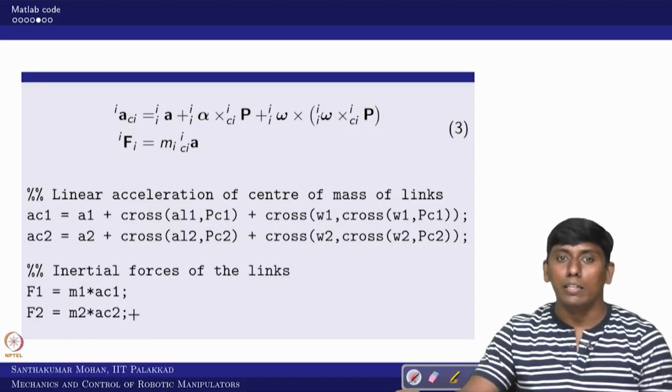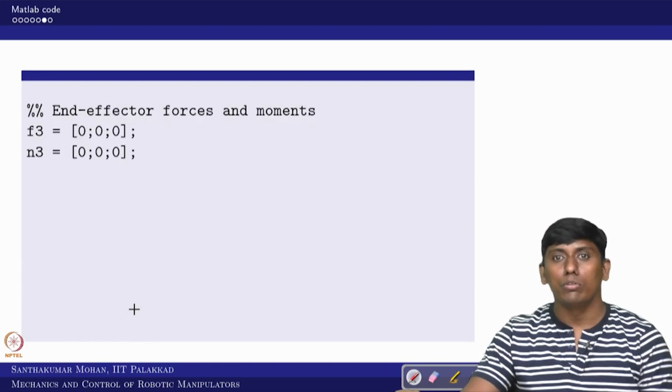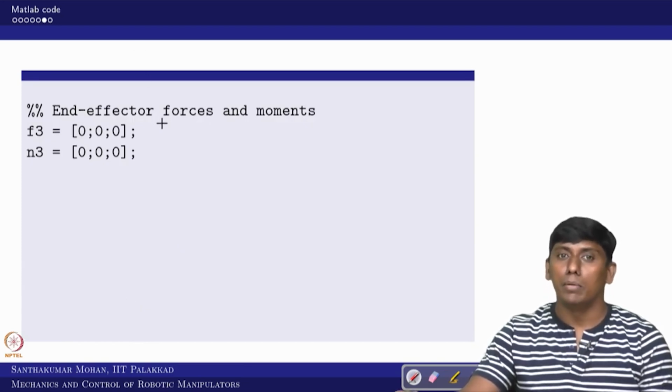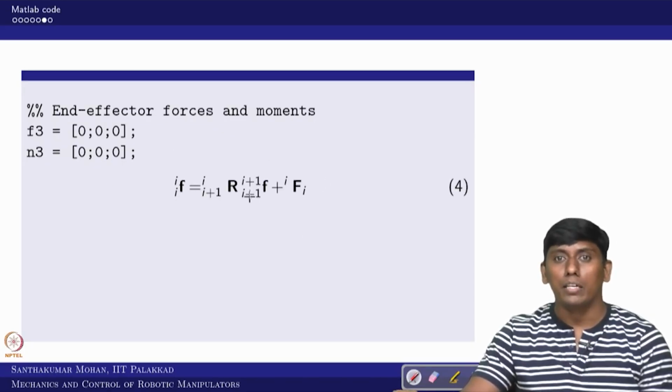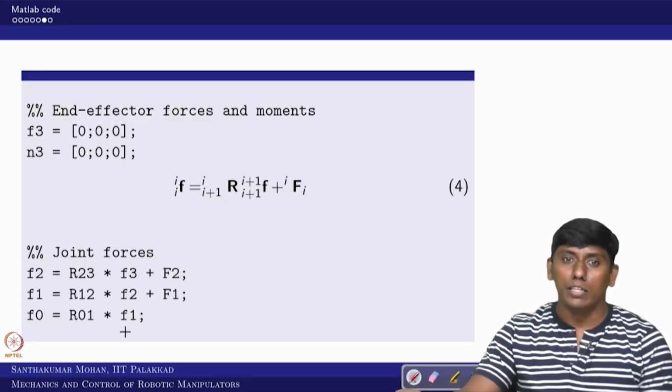Now, up to this point what we have done is the forward propagation. Now we come to the backward propagation, where we assume that the end effector forces and moments are zeros, just for simplicity, but later on you can consider some vector also. Right now we consider them all 0. Then this is the equation to back propagate. Once you know the end effector velocity and the inertial forces, you can back propagate. So now we have written this equation.